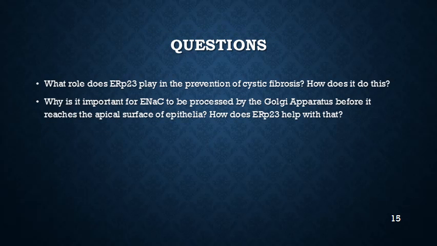What role does ERP29 play in the prevention of cystic fibrosis? How does it do this? Why is it important for ENaC to be processed by the Golgi apparatus before it reaches the apical surface of epithelia?